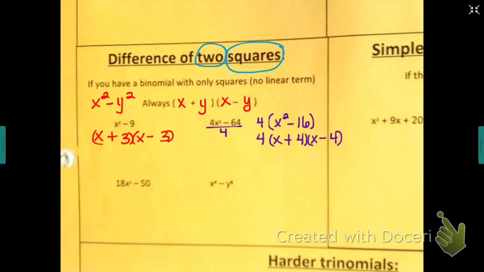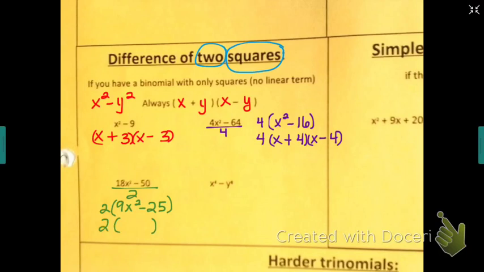18x squared minus 50. Is there a number that goes into both 18 and 50? 2. So let's divide by 2. 18 divided by 2 is 9. 50 divided by 2 is 25. Okay, then I look at it. Am I done, or can I do difference of two squares? You can do difference of two squares.